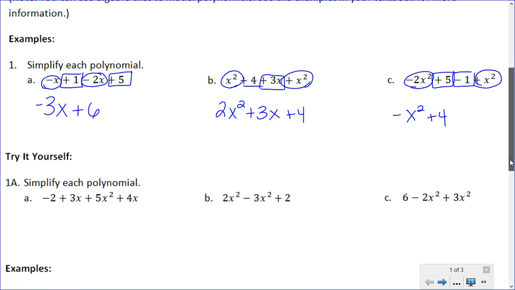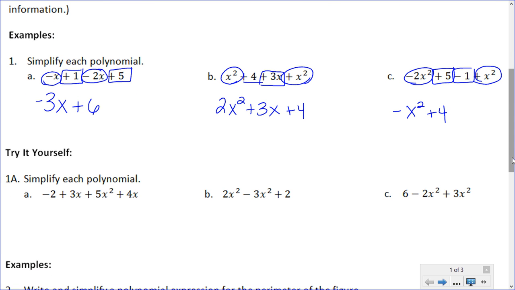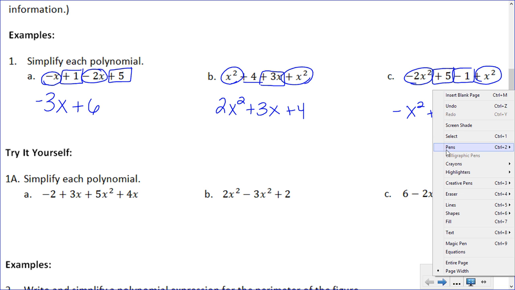Okay, so for the try it yourself problems, you're going to do the same thing. Simplify each polynomial. Make sure that your answers are written in decreasing order of the powers. So pause the video, work through those 3 problems. When you're ready to check your answer, press play.